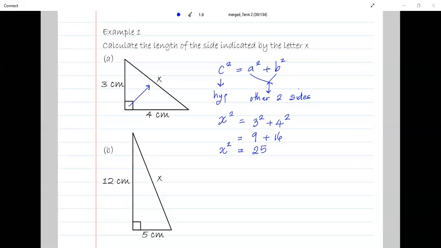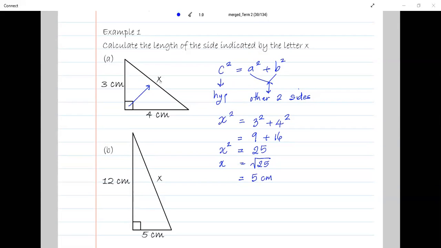Ladies and gentlemen, if I know the square of a number, to find the number, I must use the square root. So I normally ask students this: what is the opposite of square? Help me. What is the opposite? Square root. X would be equal to the square root of 25. What is the square root of 25? 5. X is 5 centimeters.